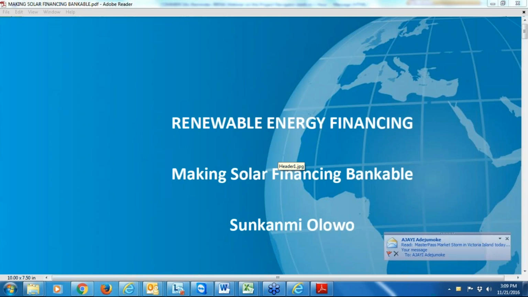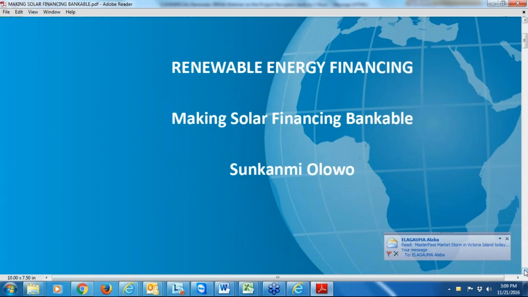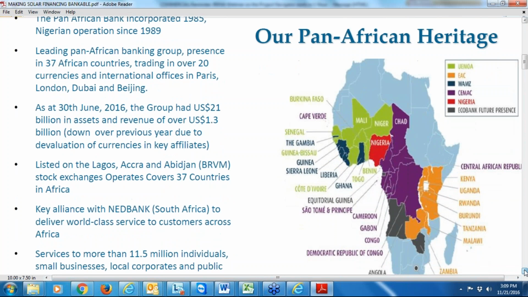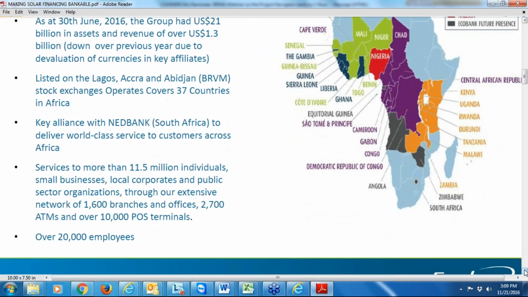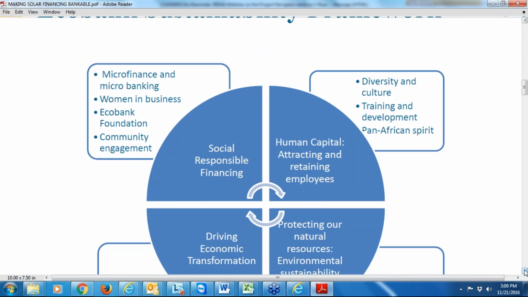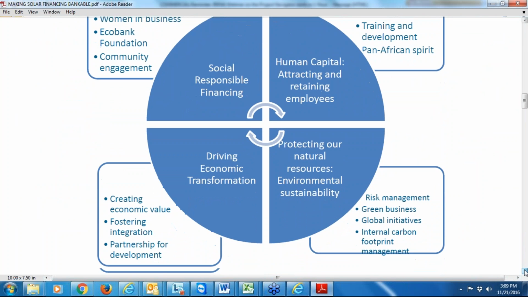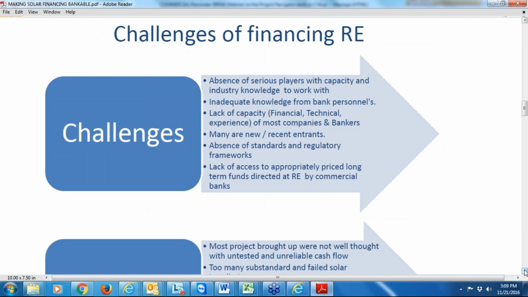Okay. Good day, everyone. I will be presenting on making solar financing available to the majority of project developers, and the issues that we have in banking to be able to present a bankable project. I work for EcoBank, so I won't be speaking a lot about the background of EcoBank and the sustainability commitment of the bank to renewable energy.